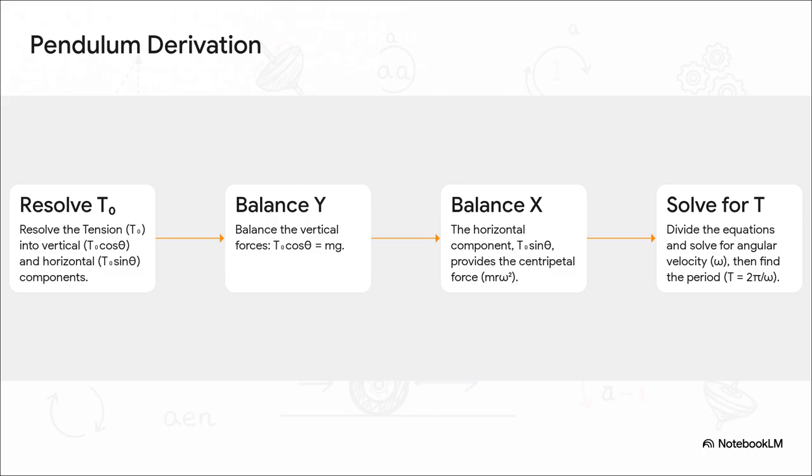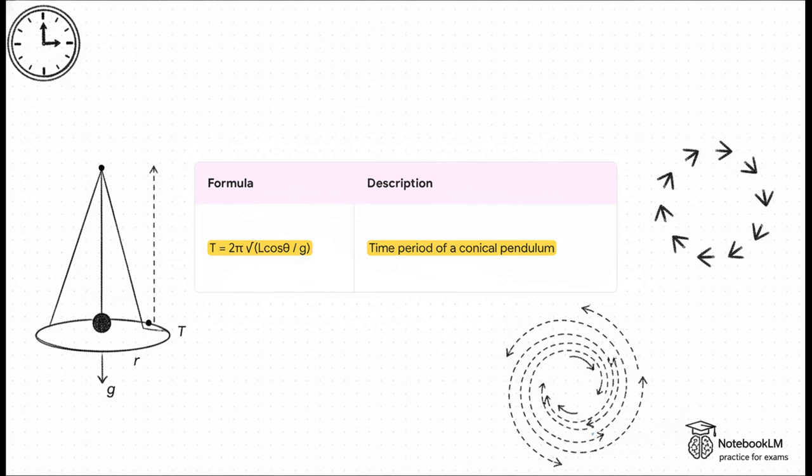We take the tension in the string and split it into two parts, a vertical part that balances the bob's weight and a horizontal part that provides the centripetal force. Just like before, we set up two equations, we divide them, and we solve for what we want. In this case, the period of rotation. And here's what we get.